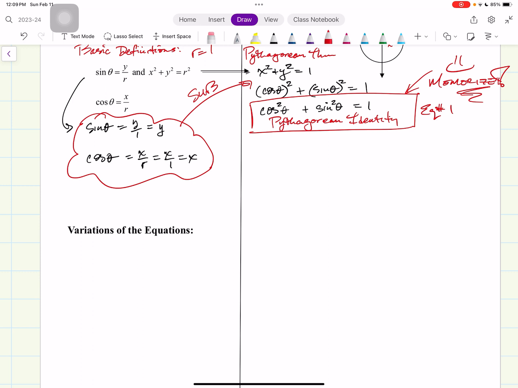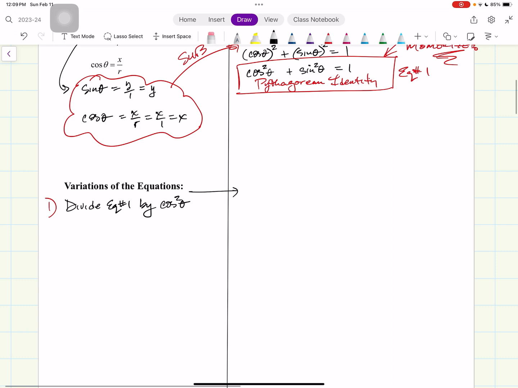So to develop the other ones, what I call variations of these, we're going to divide the main identity by a function. The first variation here is to divide equation number 1 by cosine squared theta, and watch what happens. So here we go. I'm going to take this right here.